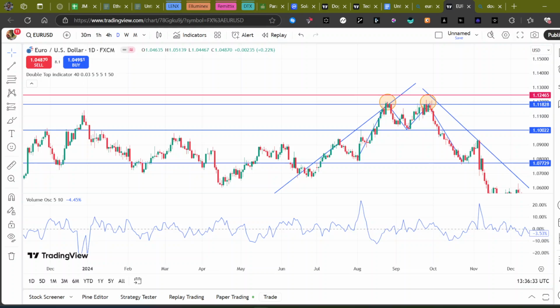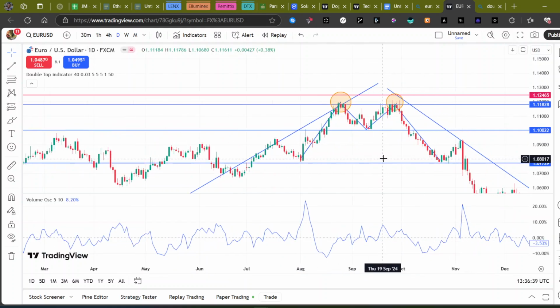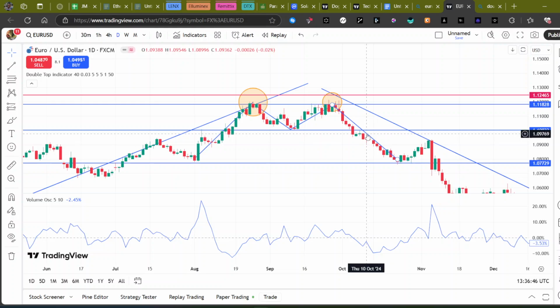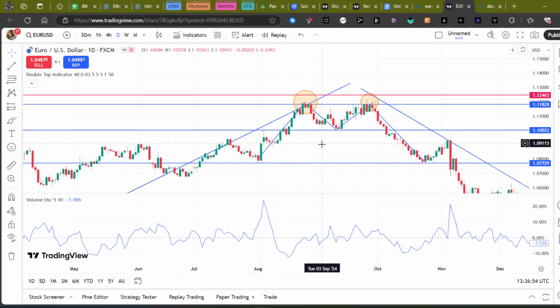Now, before wrapping up, let us go over some common mistakes that traders make when using the double top indicator. The first mistake is entering too early. Always wait for the neckline break and confirmation before taking a trade. Secondly, do not ignore market conditions. The double top works best in trending markets. If the market is ranging, the pattern might not be as effective. You should always watch out for that pattern after an uptrend. There must be an uptrend before the double top pattern if you want effectiveness.